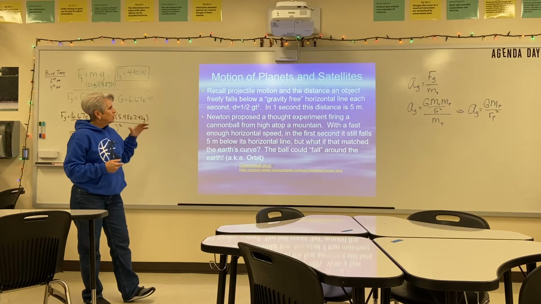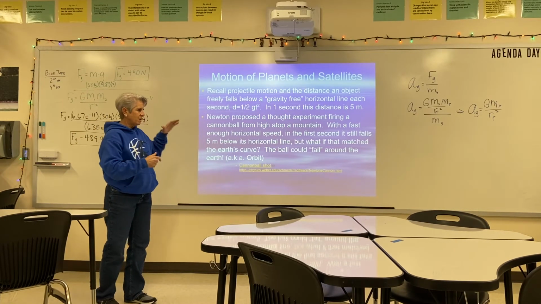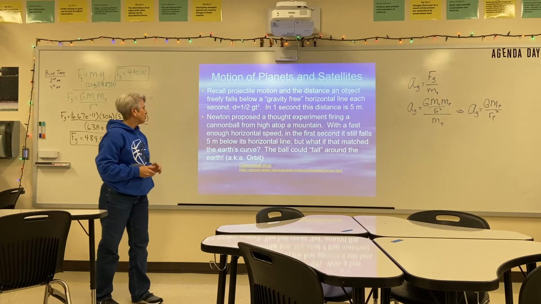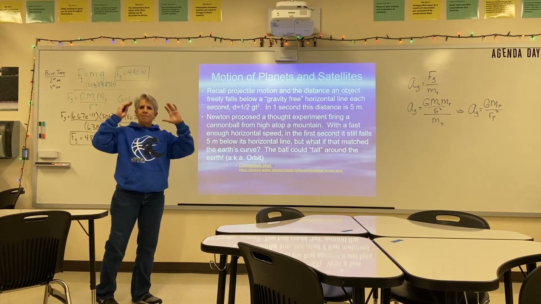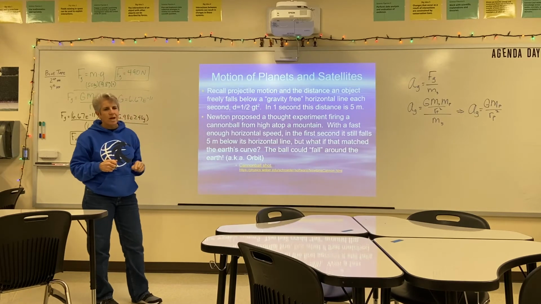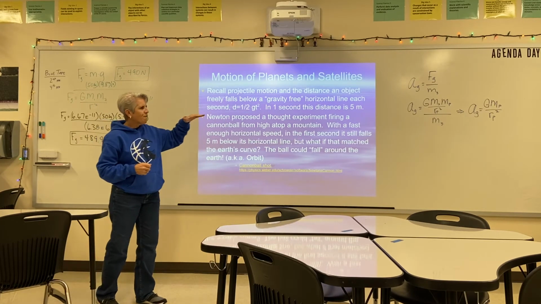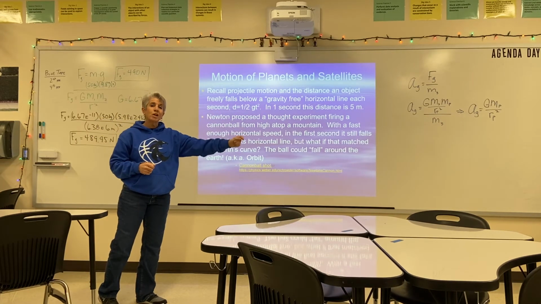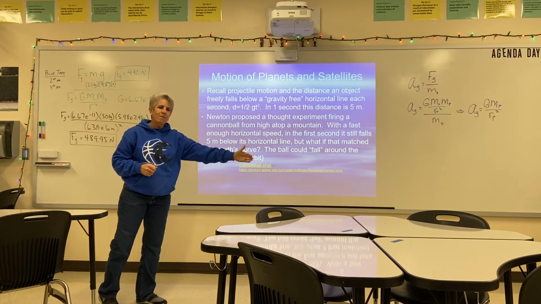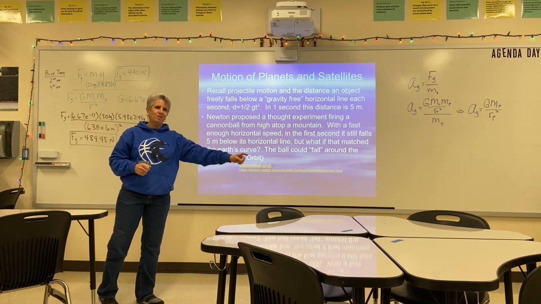So projectiles that move horizontally and fall because gravity is pulling them down have that curved path. Newton proposed a thought experiment: what if we could take a cannon and put it on a very, very high mountaintop and fire a projectile sideways? We know the path would be a curve. But what if we could fire it so fast that its velocity and trajectory allowed it to match the curve of the Earth's surface? Essentially it would fall around the Earth.